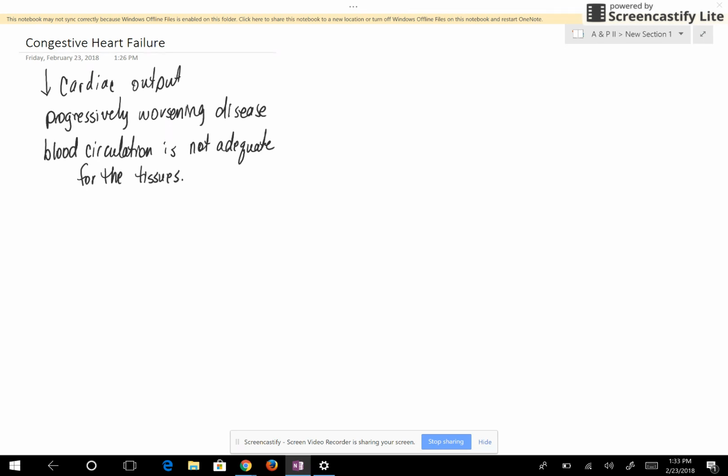Okay, there are basically 4 steps that you look at with congestive heart failure. The first one we look at is coronary atherosclerosis. Coronary atherosclerosis is defined as the clogging of the arteries.